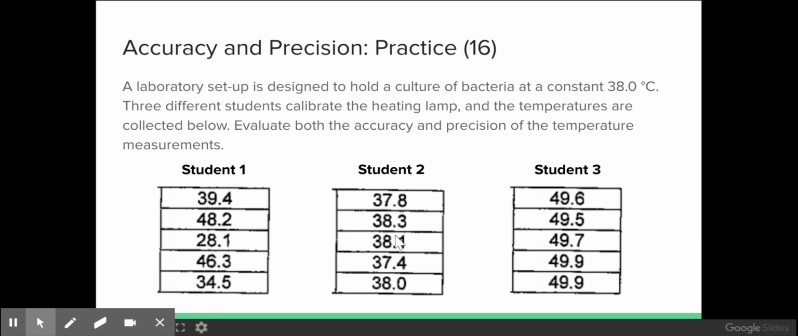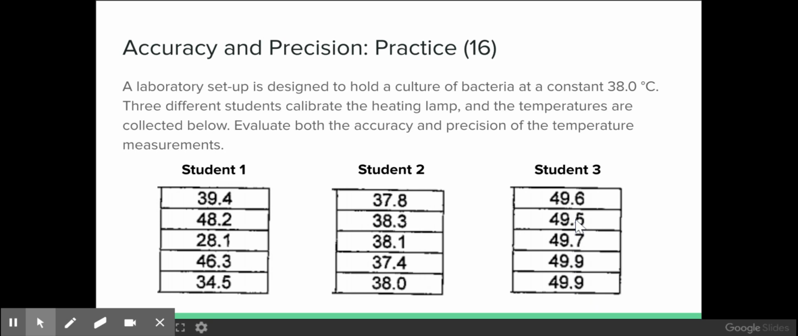This second set has measurements that do vary a little bit. The variance is within a degree. I would say that these numbers are fairly precise. And if you take the average of all of these numbers, we get a number that's very close to 38 degrees. So I would say that is high accuracy as well.